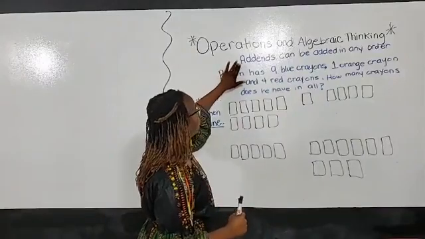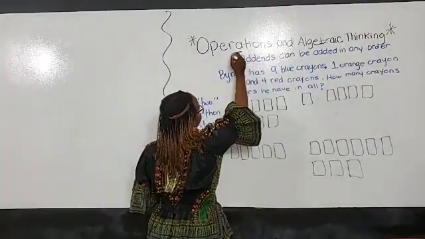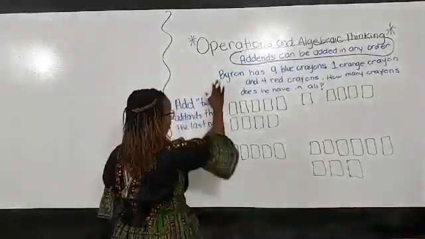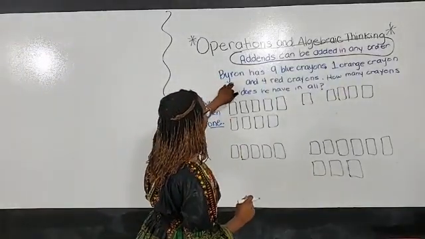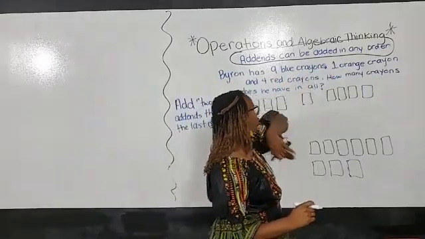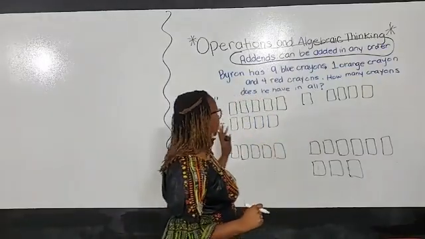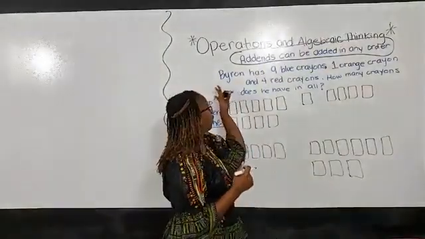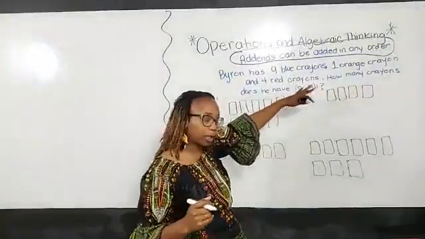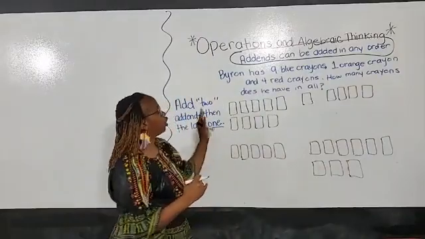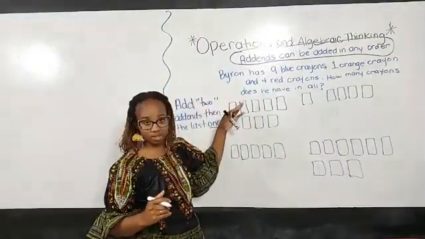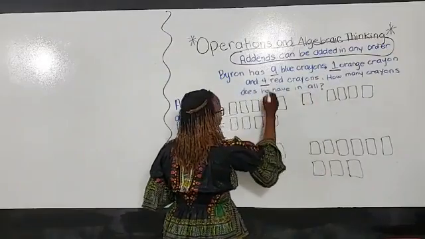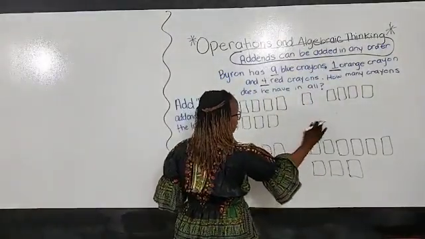So, like I mentioned, operations and algebraic thinking is the big picture standard I'm talking about today. But we're going to focus on the smaller piece of add-ins and how the add-ins can be added in any order. Looking at a problem like this one, it says Byron has 9 blue crayons, 1 orange crayon, and 4 red crayons. How many crayons does he have in all? This is a pictorial representation of the word problem, because I have pictures here that are going to represent my crayons. When we talk about the add-ins, I have 9, 1, and 4 as my add-ins. So I know these are the numbers I'm going to be adding.